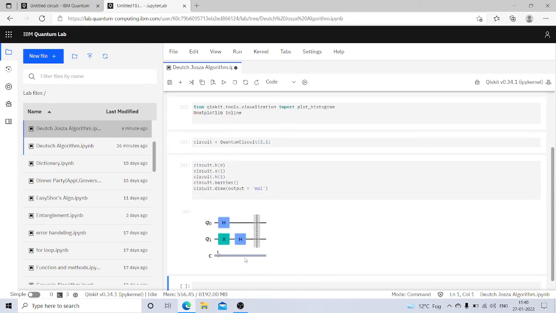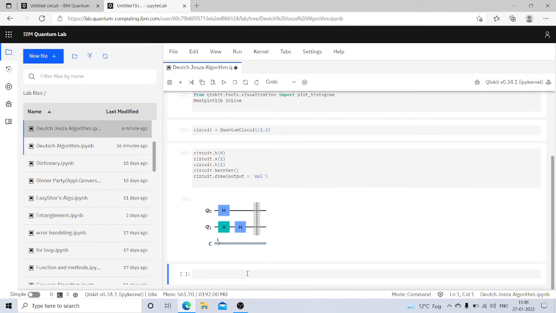Yes, this is the kind of circuit which I want. The Hadamard gate on the first qubit shows it in the ket plus state, and after applying the NOT gate on the second qubit and then a Hadamard, it shows that it is in the ket negative state. After this, applying the CNOT gate, we are going to do this CNOT over here. Then again we have to use the barrier for clarity.